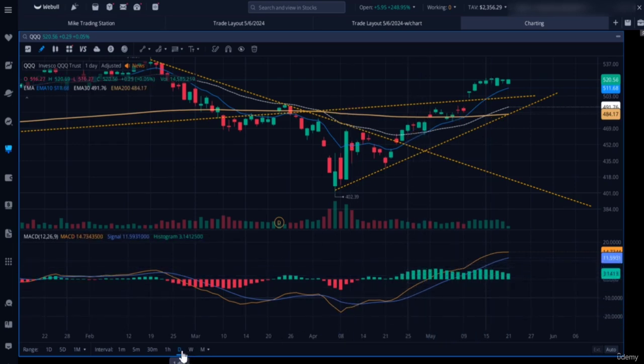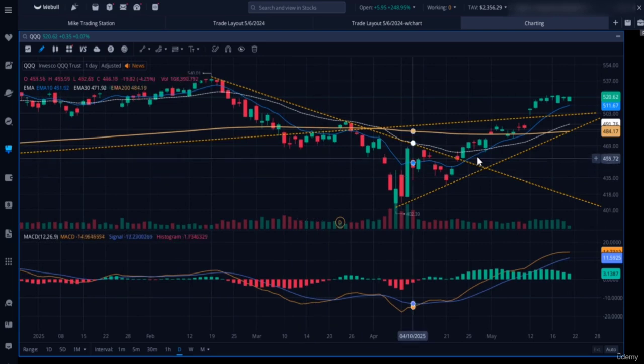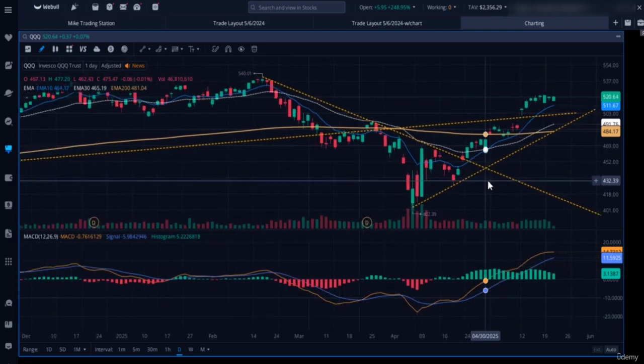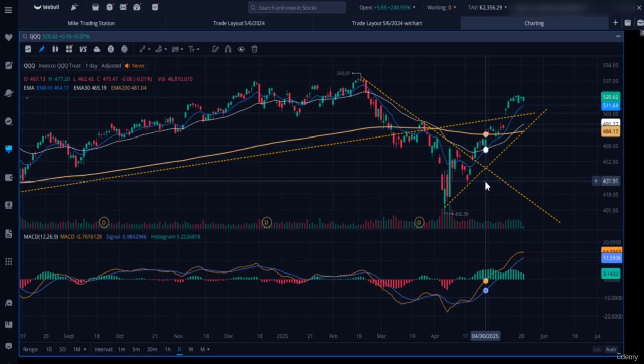All right, so now we remain on the daily chart. We're going to remain on QQQ, and the way you chart daily levels. I want to shrink this a little bit because it's a lot easier when it's shrunken. All right, cool.